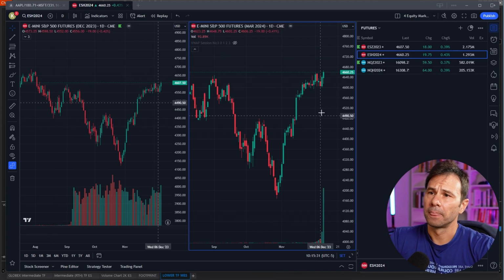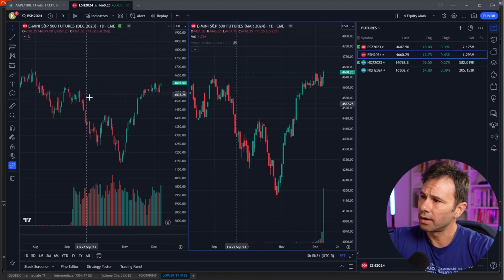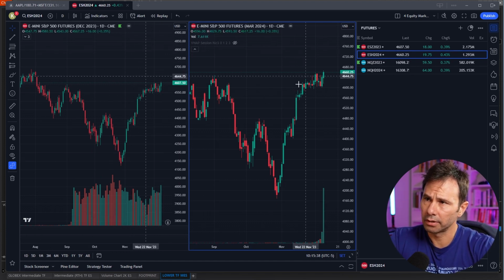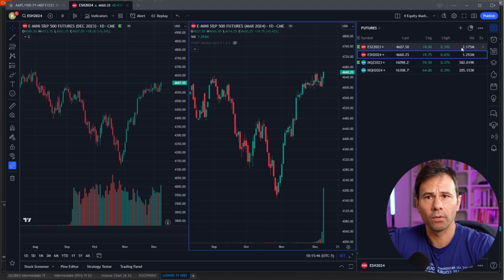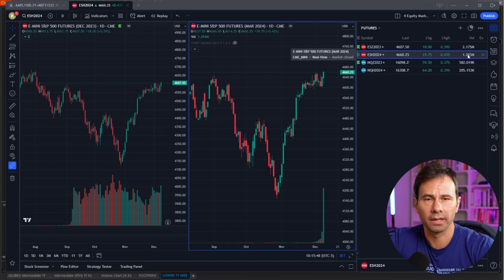Okay. Another way to check, you can see how the volume is starting to spike here on the March contract. Here 1.2, and I want to see this on Monday. I want to see this like 1.8 by the end of the day. That will tell me that it's already happening.